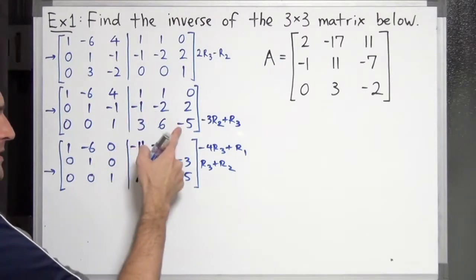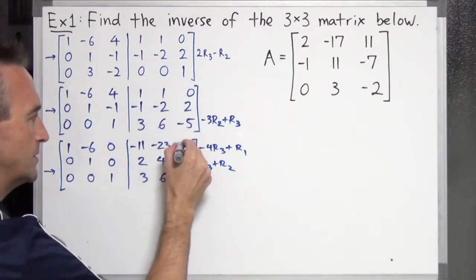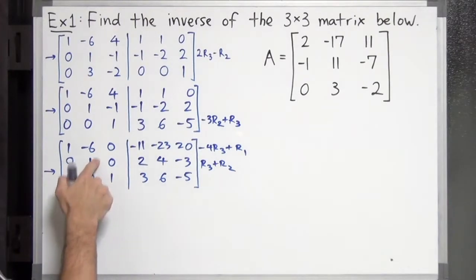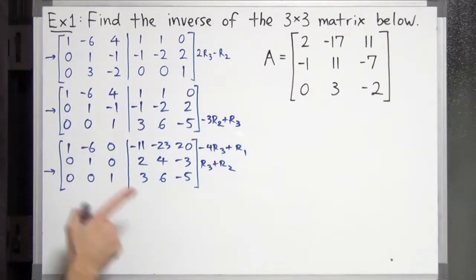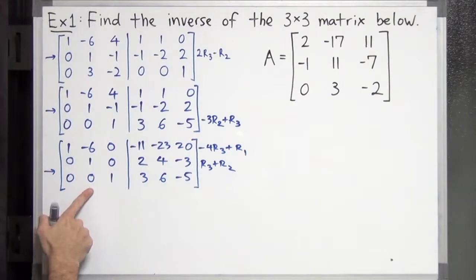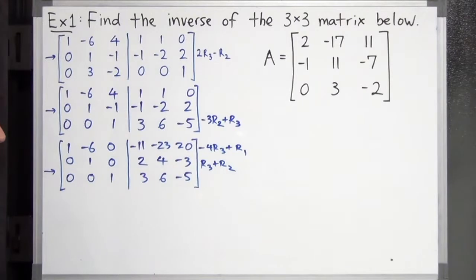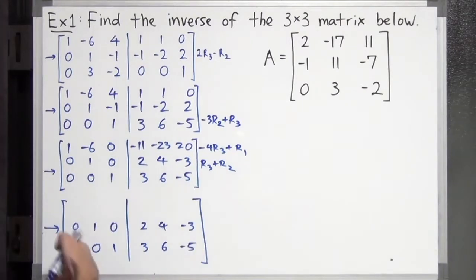And negative 4 times negative 5 is 20, plus 0 is still 20. Okay, and one more step. We just got to use this 1 now to turn this into a 0. And we have our identity matrix on the left, and we're going to have our inverse matrix over here. So only the first row is going to change. There's the second and third row already done.